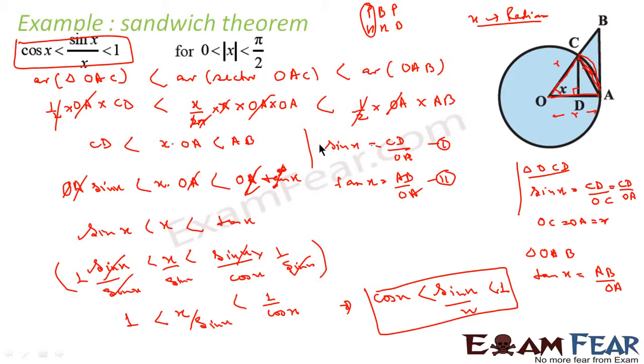So we have got these two equations, sin x is equal to CD by OA and tan x is equal to AB by OA, and we have replaced this value of CD and AB here in this equation. So we got sin x is less than x is less than tan x. We have written tan x as sin x by cos x, and we have divided the whole thing by sin x. We have got this equation, and we have taken the reciprocal to get the answer, that is cos x is always less than sin x by x is always less than 1. Using the sandwich theorem, we have proved this.